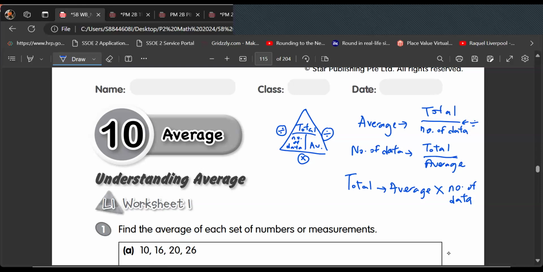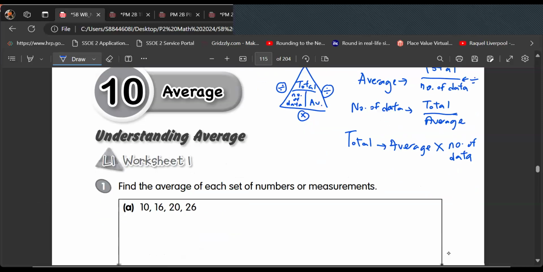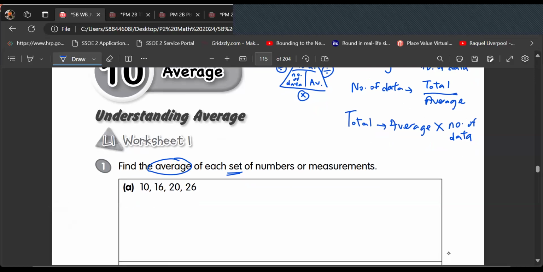So we understand one way of getting to the average. The other method is talking about regrouping and redistributing. We'll see examples that use that later. So here it says find the average for each set of data. So the data here, how many numbers are there? 4. So first find the total.